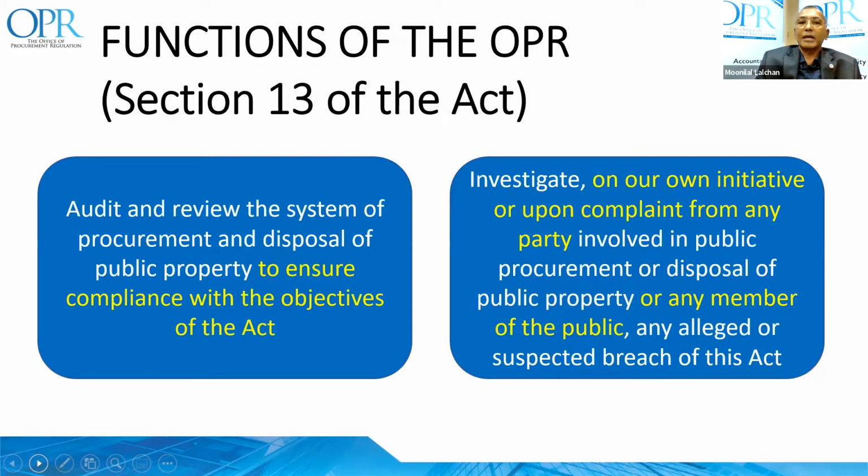The last two, which are very important, so you understand that we have the powers to audit and review systems of procurement and disposal to ensure compliance with the objects of the Act, and also to investigate any potential breach or alleged breach or suspected breach of the Act. And those will definitely lead to serious consequences. Bid rigging carries a fine of $5 million and 10 years in prison. The failure to keep proper records during an investigation could also lead to $5 million and 10 years in prison.